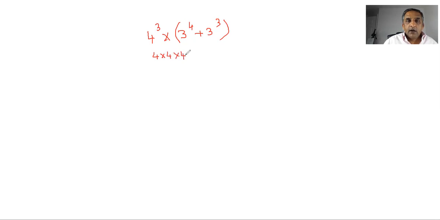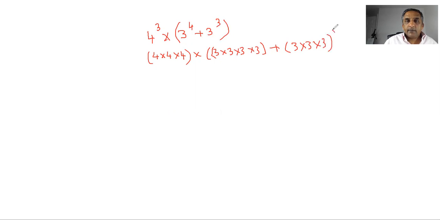So please remember, 4 power 3 does not mean 4 times 3. It is 4 times 4 times 4. And then we put the times sign. And 3 power 4 does not mean 3 times 4. It is 3 times 3 times 3 and then times 3. So we can put this one in the small bracket and then 3 power 3 means 3 times 3 times 3.